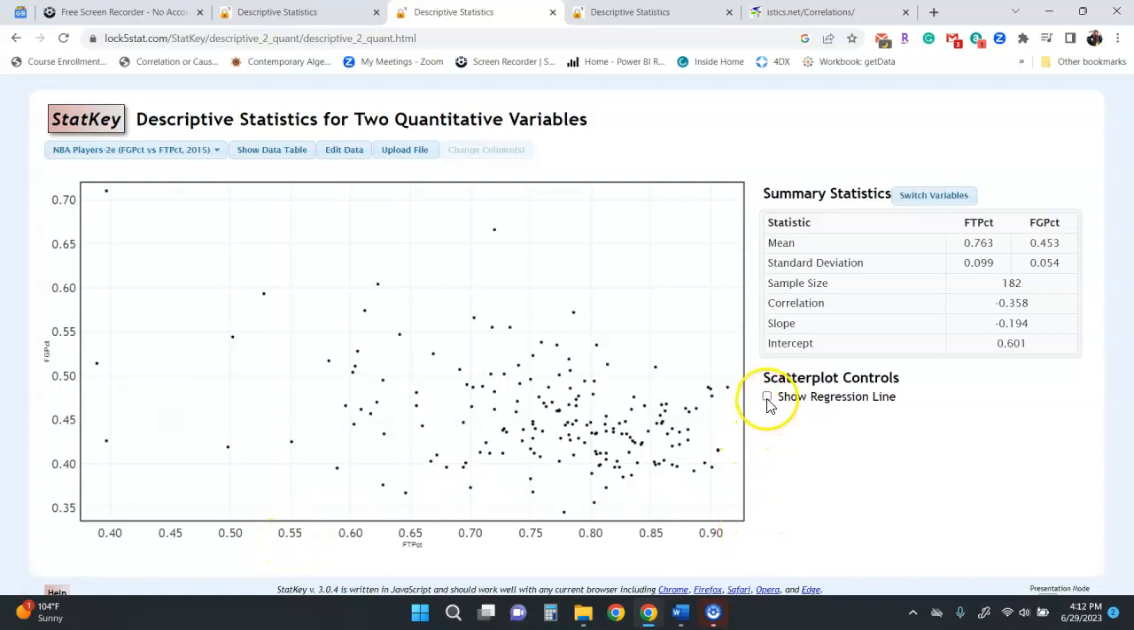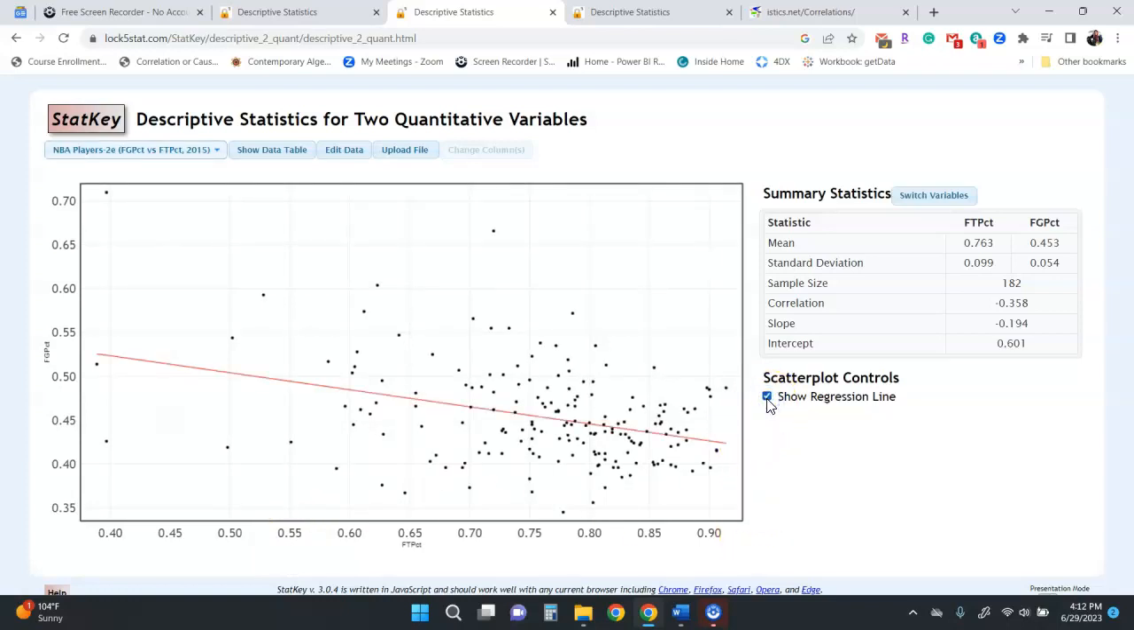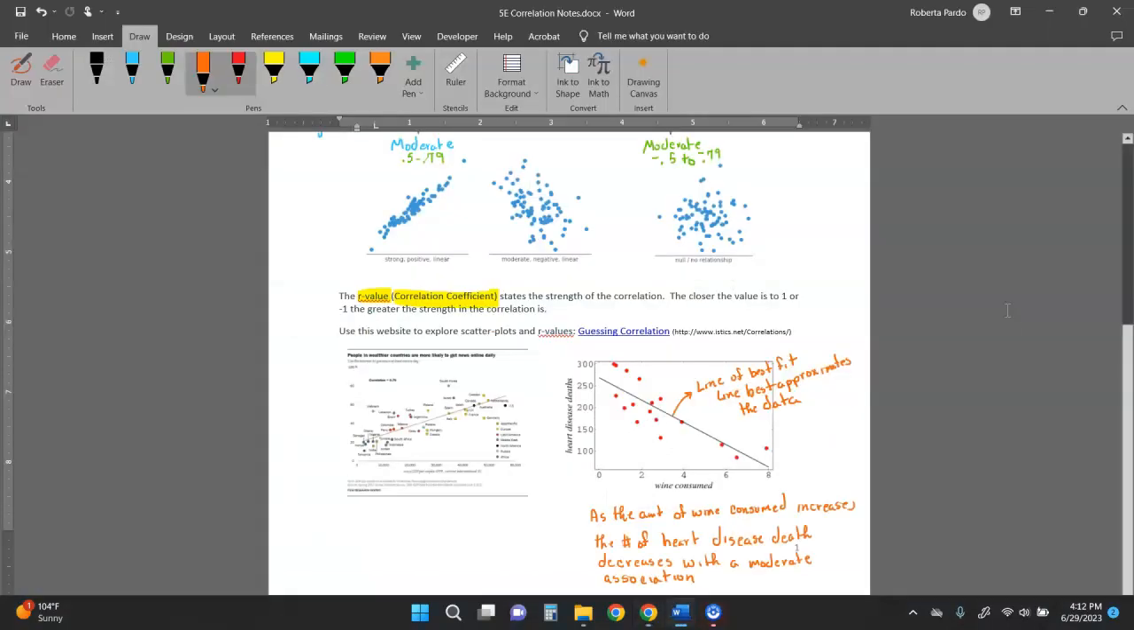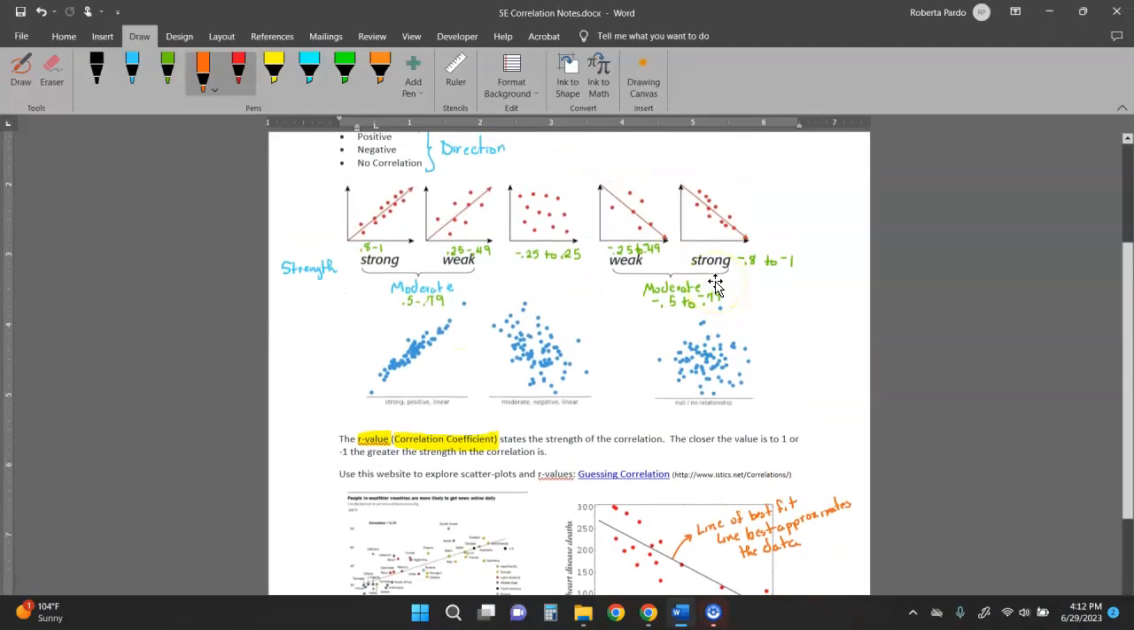This time, if we show the line of best fit, you can see that the points are very scattered along this line. And we can see that the correlation is negative. It's negative 0.358. And if we go back and look, negative 0.358 is somewhere in the weak association area.